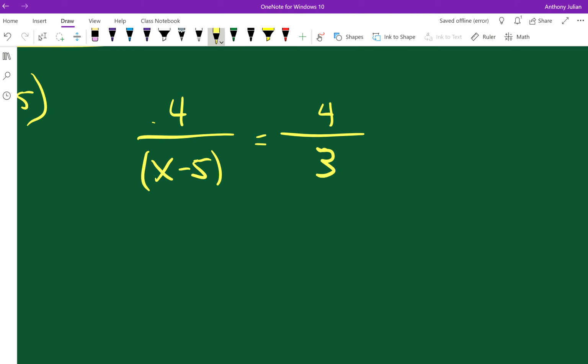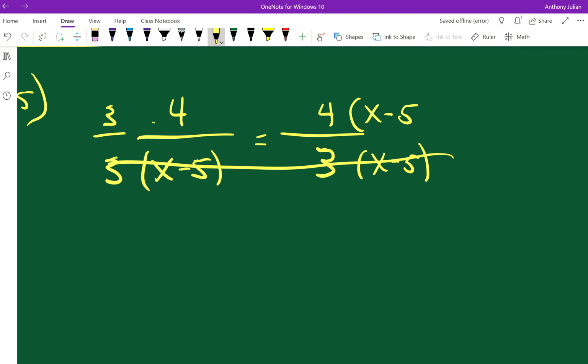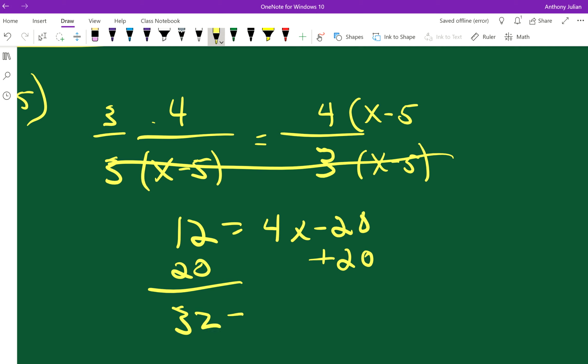So I want to multiply this left side by 3, top and bottom. The right side I want to multiply by x minus 5, top and bottom. And now you can see I've got the denominators to be the same in the equation, so I can ignore that and just do my numerator. 3 times 4 is 12. That equals 4x minus 20. And you can see we're right back where we were before. I added 20 to both sides. There's my 32. That equals 4x, and x equals 8.